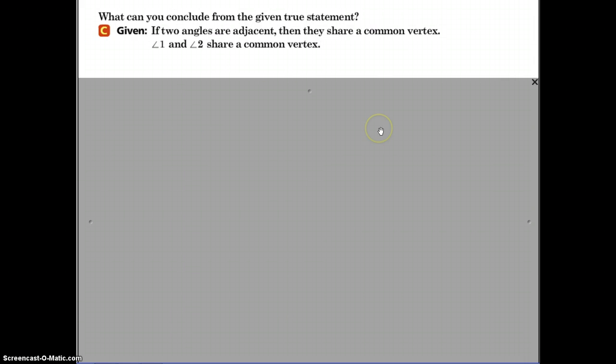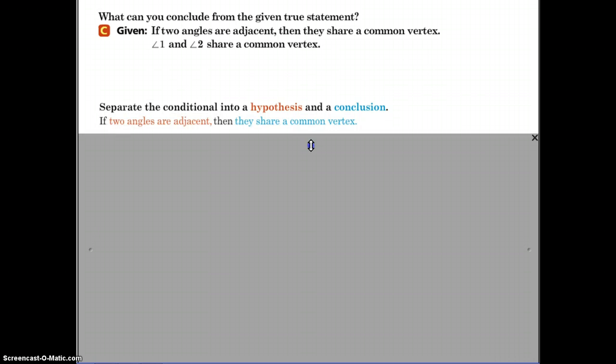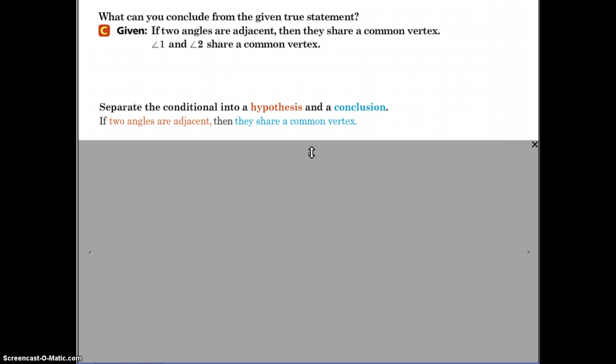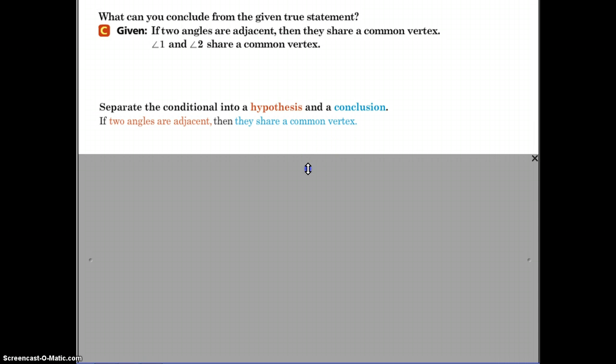Now, let's look at example C. If two angles are adjacent, then they share a common vertex. Well, angle 1 and angle 2 share a common vertex. So again, break it down to your hypothesis and conclusion. Our hypothesis is two angles are adjacent. Our conclusion is they share a common vertex.